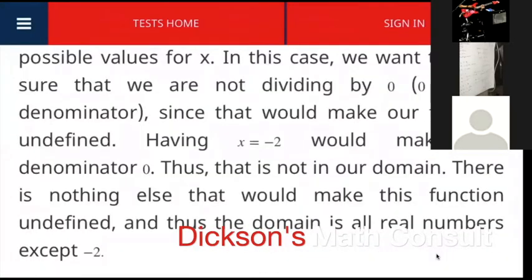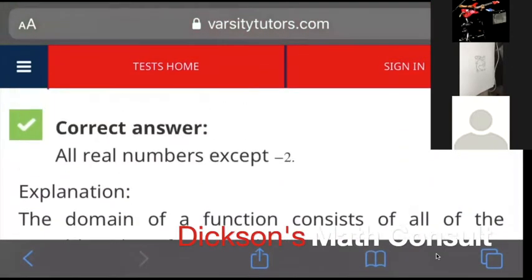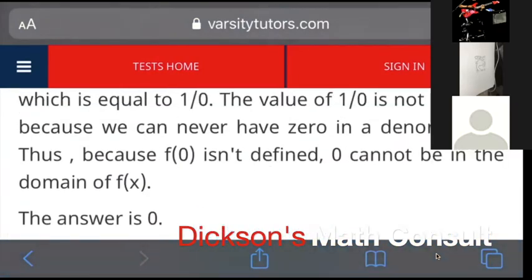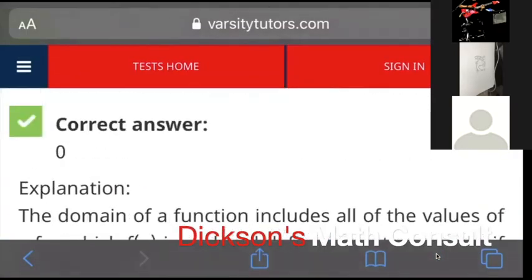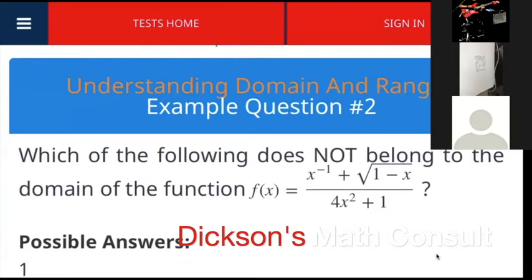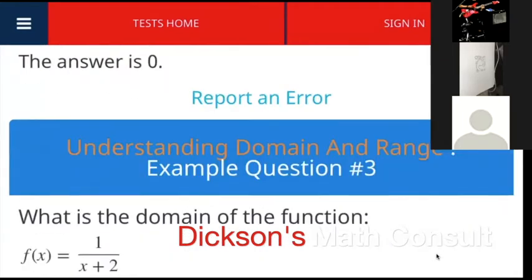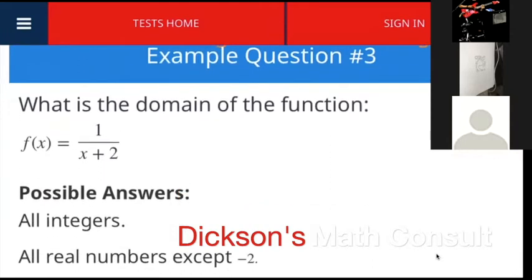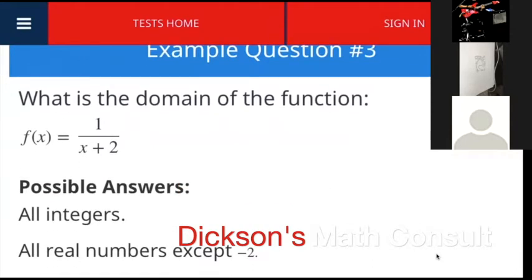Okay, so can you see my mirrored notes? Yes, sir. So let me pick from top. So understanding domain and range. So we'll pick a question and then we'll use it to understand.